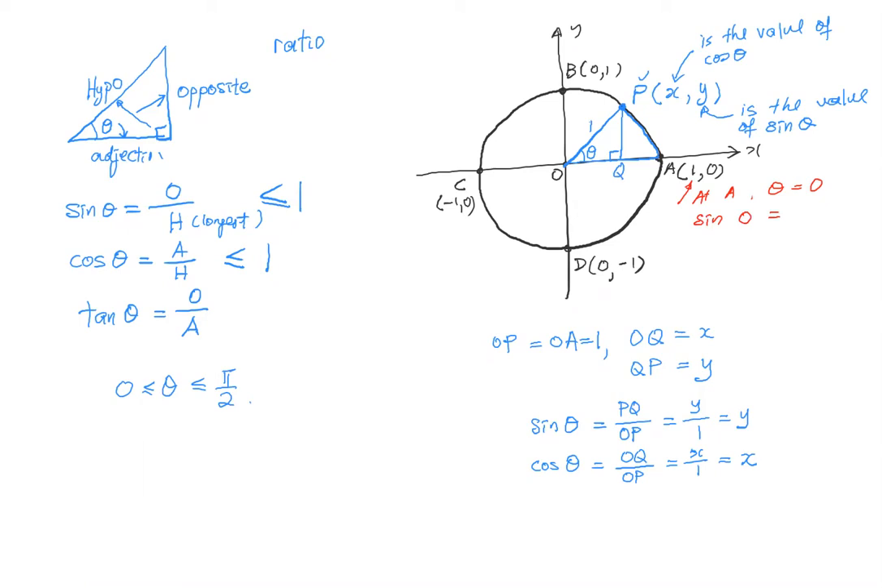So can you tell me what is sin 0? 0. What is cos 0? 1. So do you know the reason why it is like that? That is how they define it when you come to trigo ratio.